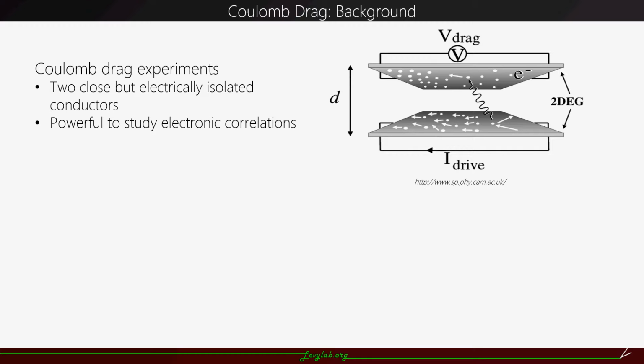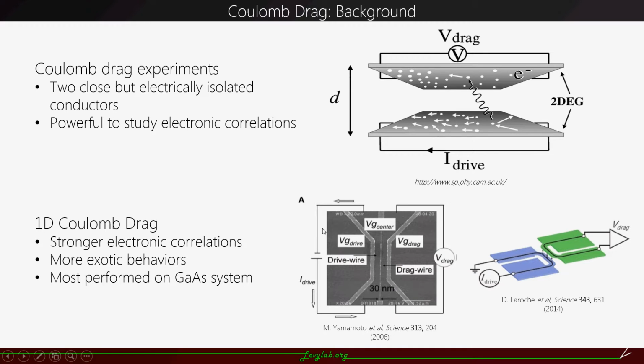Previously, a lot of efforts have been devoted to 2D Coulomb drag, which basically involved two conducting layers. 1D Coulomb drag, which involves two closely coupled nanowires, should be more interesting because electrons confined in one dimension are expected to have stronger electronic correlations. More exotic behaviors are predicted for 1D systems. For example, a 1D Coulomb drag was used to observe Wigner crystallization and Luttinger effects, and so on.